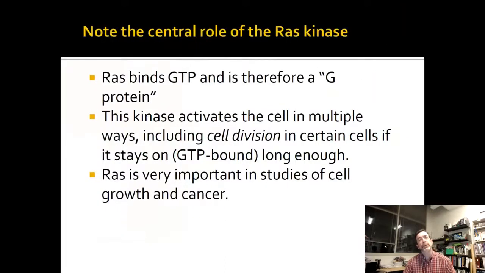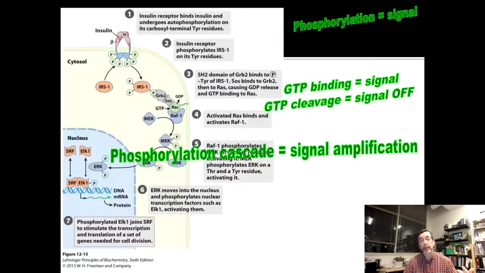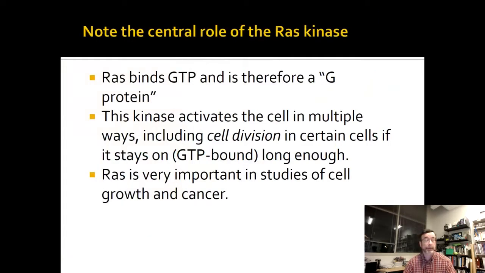So the central protein here is the RAS kinase. It binds GTP, therefore we call it a G protein. It is an interior-of-the-cell G protein, although you'll notice that it's actually membrane bound. The little thing on this figure, look very closely at it. It's actually got a lipid anchor, and it's anchored into the membrane of the cell.